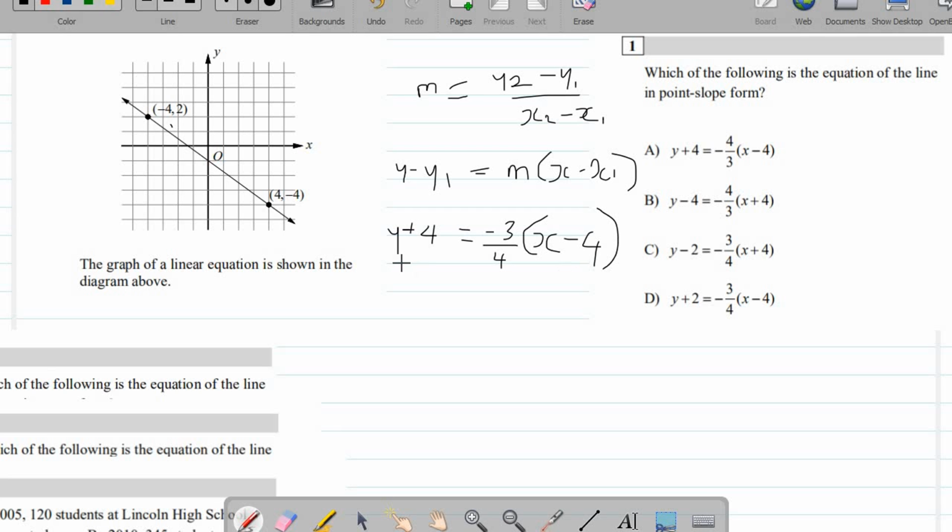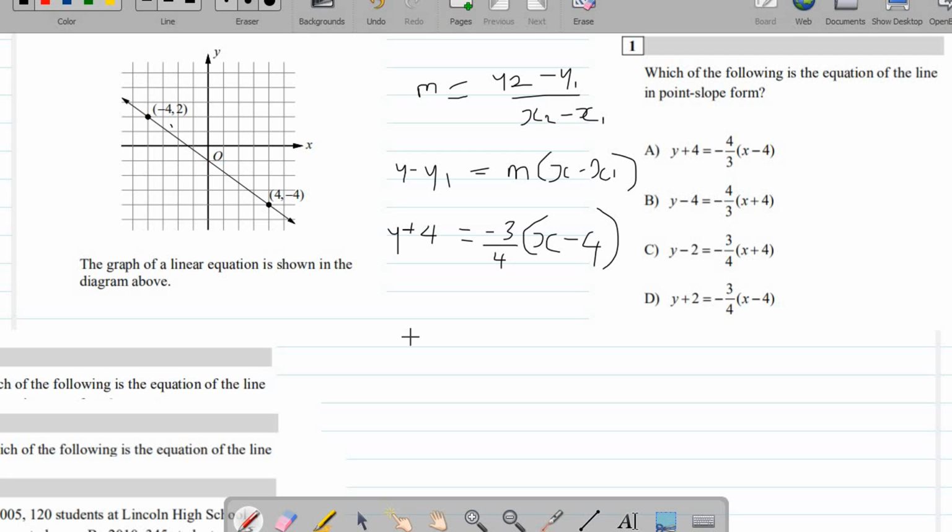Alright, so this is it in point-slope form. This is your question, point-slope form. So you look at which of them matches, y plus 4 and x minus 4. So this is not it, because it's 4 over 3 here. We're looking for 3 over 4. This looks like it, no, but this is minus. Okay, y minus 4 equals minus 4 over 3, x plus 4. This doesn't go because this is minus and this is plus.